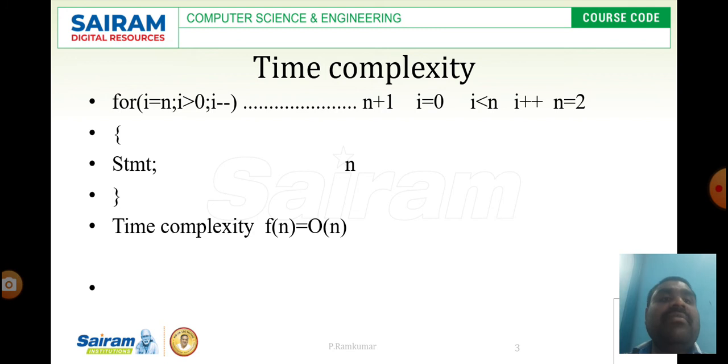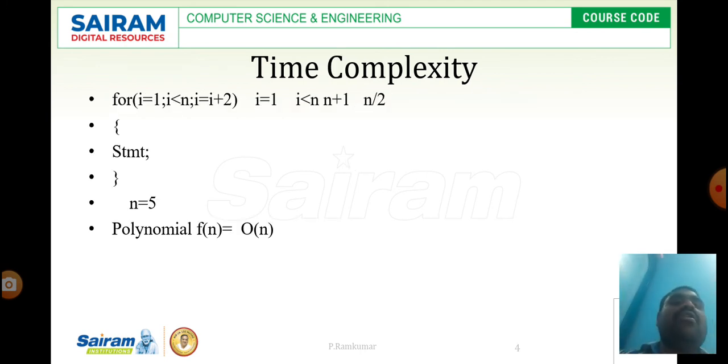So the statement will be executed n number of times, whereas I greater than 0 will be executed n plus 1 number of times. So I am going to consider n plus 1 number of times for this for loop. So total time complexity will be n plus 1 plus n, that is equal to 2n plus 1. So in terms of polynomial, f of n is equal to order of n.